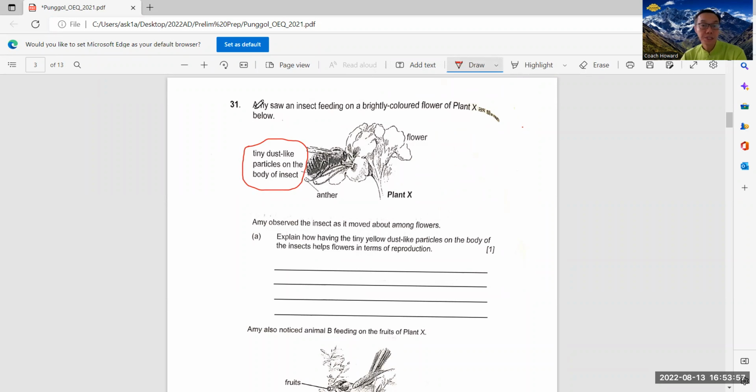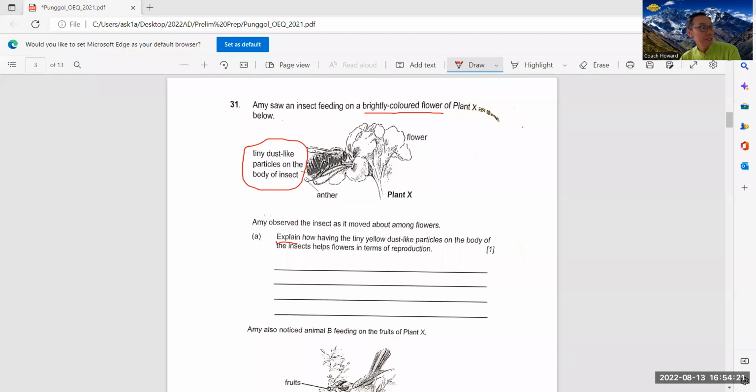So if the question says, Amy saw an insect feeding on a brightly colored flower or plant X as shown below. Amy observed the insect as it moved among the flowers. Okay, you got to explain, underline this word. How does having the tiny dust-like particles on the body of the insect help the flowers in terms of reproduction?